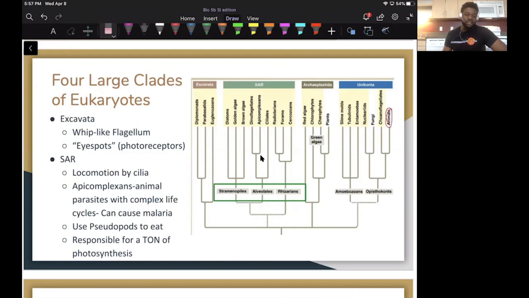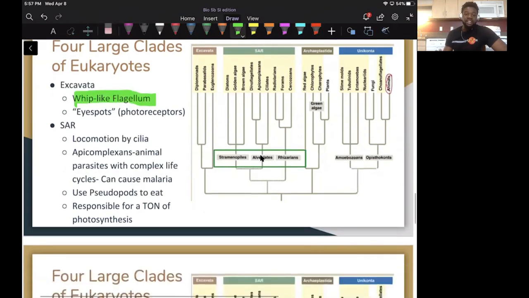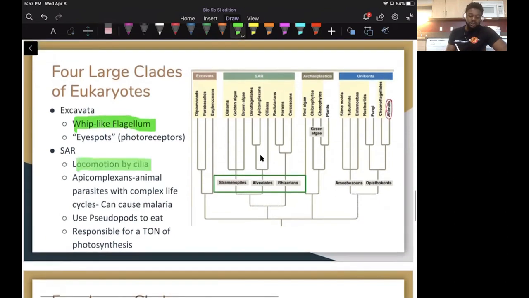For Excavata, one of the key things you should go over is the fact that they have whip-like flagella. That's one of the defining characteristics of the Excavata, and many of them have photoreceptor eye spots. For SAR, they have locomotion through cilia beating in synchronization. They have parasites that can cause malaria, and they're also responsible for a ton of photosynthesis. Like I said, please pause the video and write down these key facts because I think all of them are important.